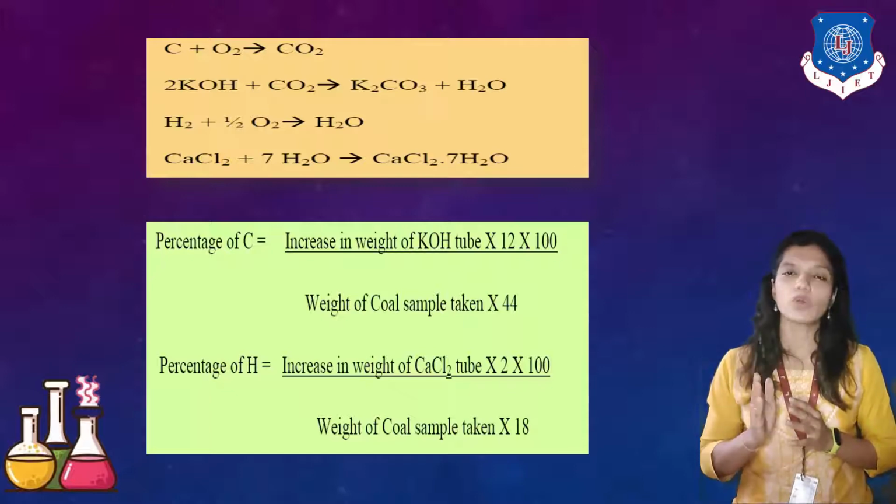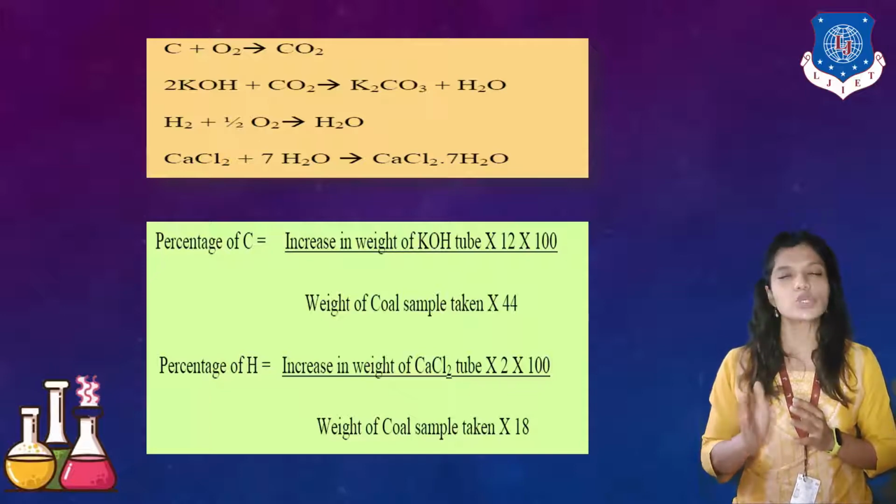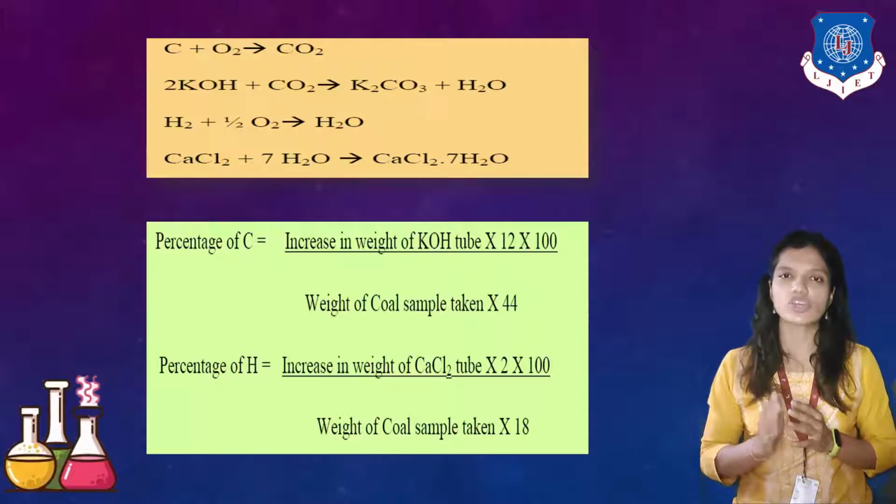So we are using here the molecular weights and molecular formulas. The molecular weight of CO2 is 44 and 12 is for carbon. In a similar way, 18 is for water and 2 is for hydrogen, because we are taking H2. In this manner we can calculate the percentage of carbon and percentage of hydrogen using this particular analysis.